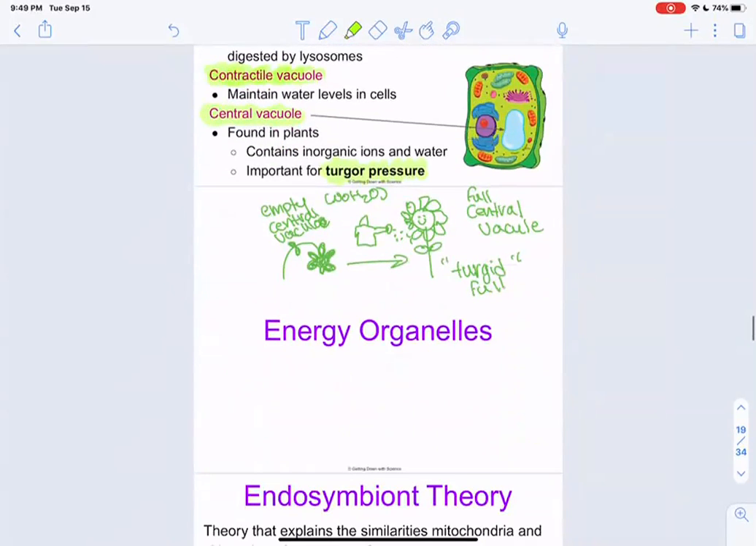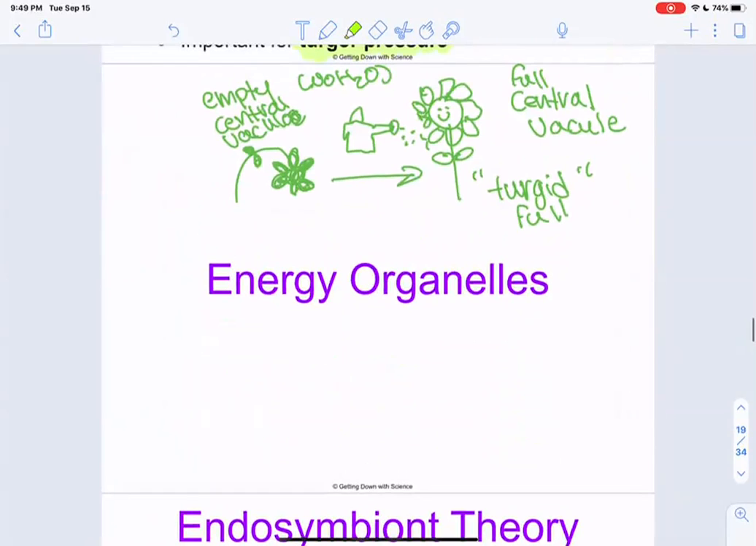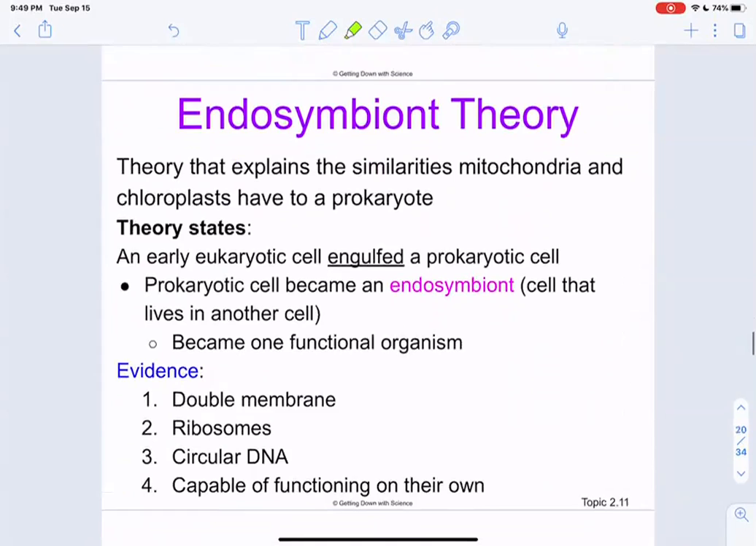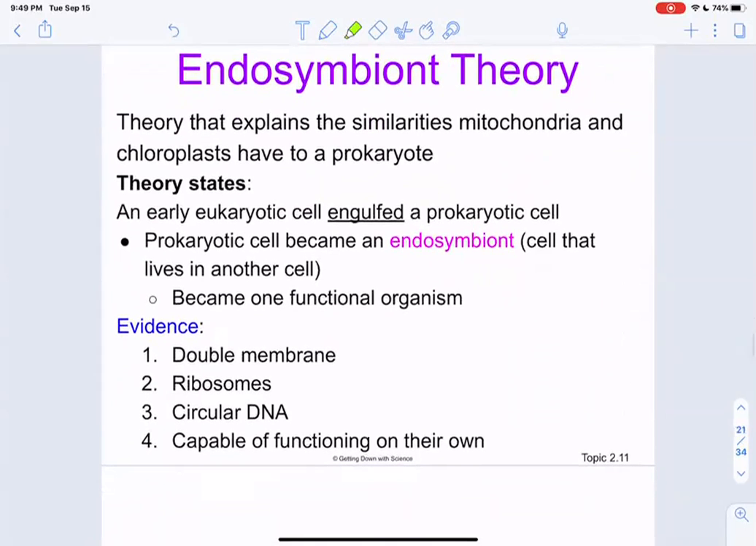Now we're going to start talking about the energy organelles. Before we start talking about them, we need to talk about how they first came about. We have this theory called the endosymbiotic theory, or the endocytosis theory. It explains the similarities that mitochondria and chloroplasts have with prokaryotes. What this theory states is that at some point in early evolutionary time, some hungry eukaryotic cell ate a prokaryotic cell, engulfed it.